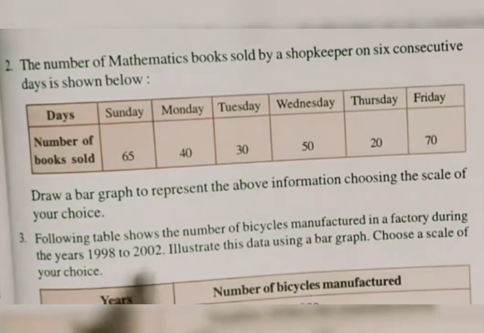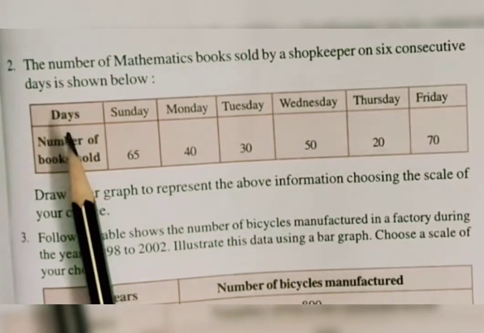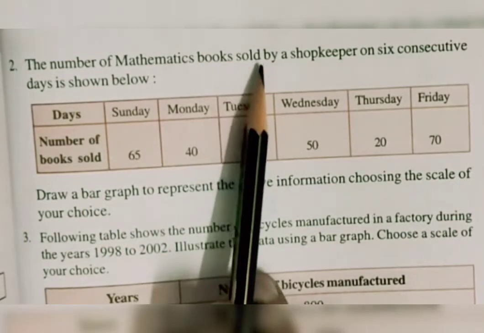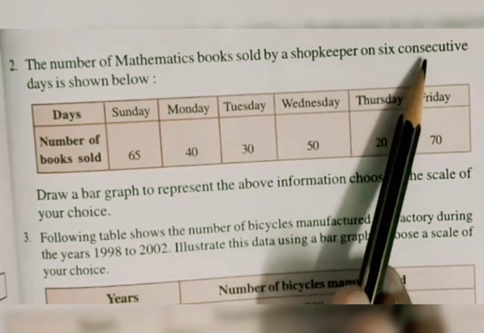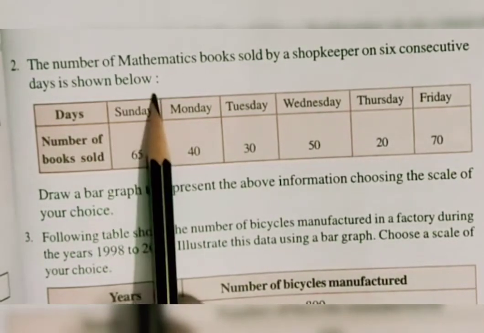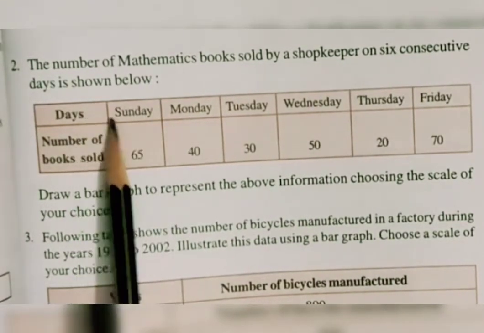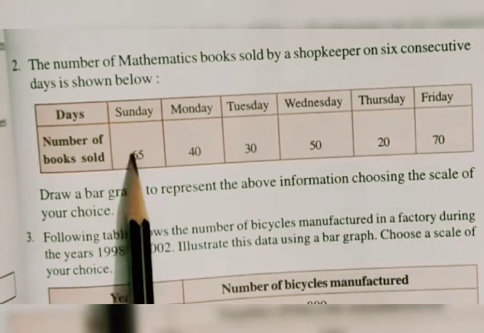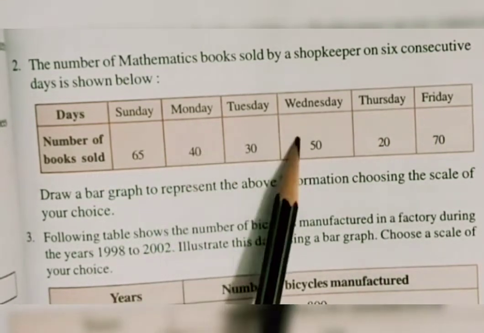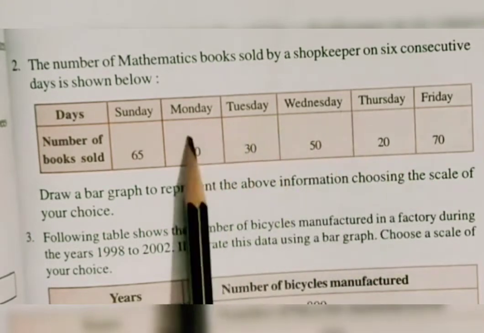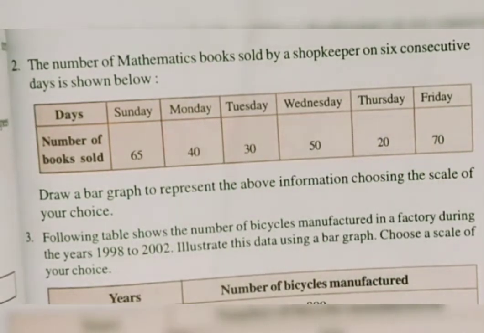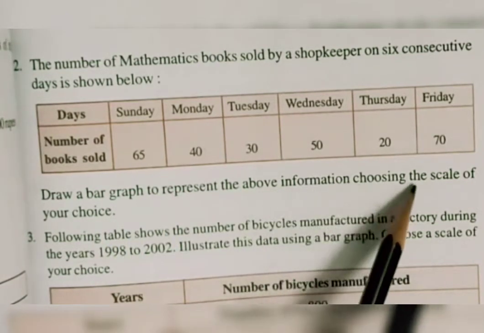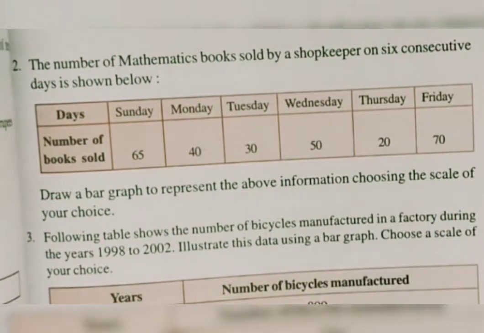Now let us start doing question number 2, students. The number of mathematics books sold by a shopkeeper on 6 consecutive days is shown below. These are the days: Sunday, Monday, Tuesday, Wednesday, Thursday, Friday. And the number of books is given, how many they have sold on each of these days. So what we need to do is draw the bar graph showing this, and we need to choose the scale of our choice.